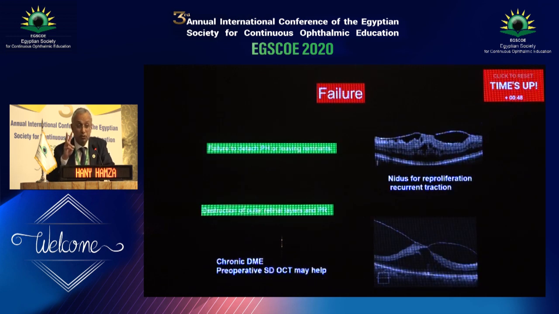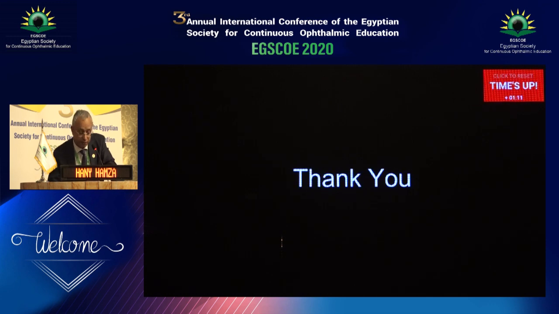There are two important causes of failure we have to keep in mind. Failure to detach the posterior hyaloid or leaving remnants of the posterior hyaloid that can lead to recurrent traction and chronic macular edema, and again, destruction of the outer retinal layers, as Dr. Magdi Musa mentioned at the beginning, and this develops in chronic diabetic macular edema and may urge for earlier intervention in these recalcitrant cases. Thank you very much.